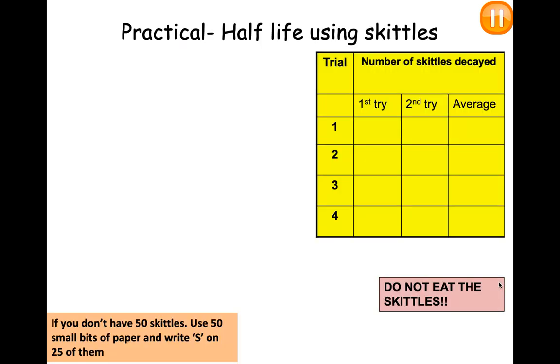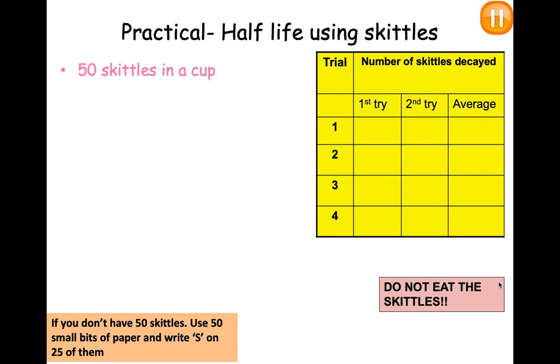Okay, so we're going to start by doing a practical. If you happen to have a bag of Skittles, that would be helpful. If not, which probably most of you won't have, you can use little bits of paper. You need 50 little bits of paper. Just rip an A4 piece of paper up into 50 pieces, and on 25 of those, you are going to write the letter S.